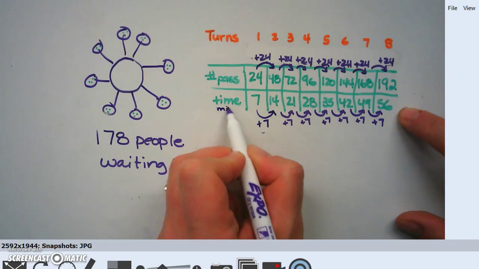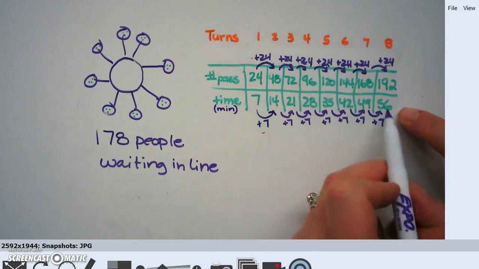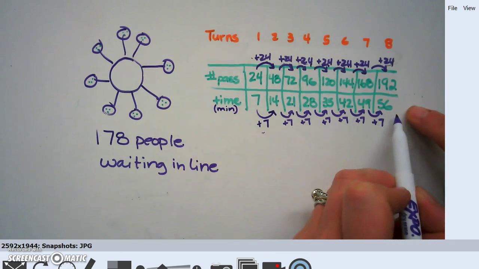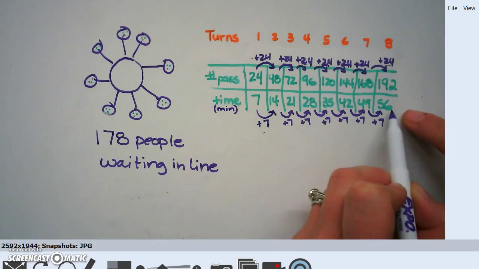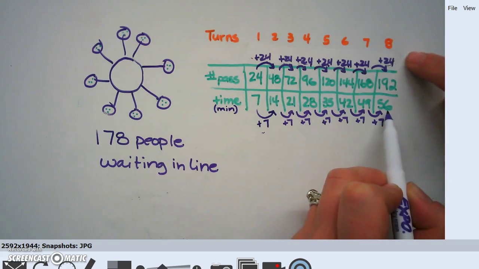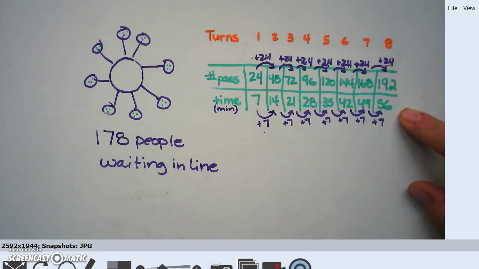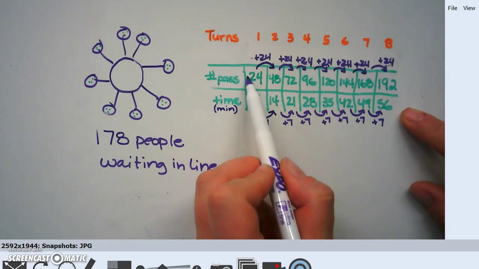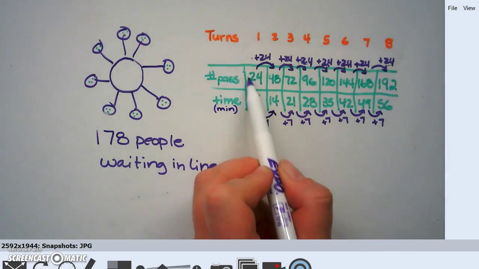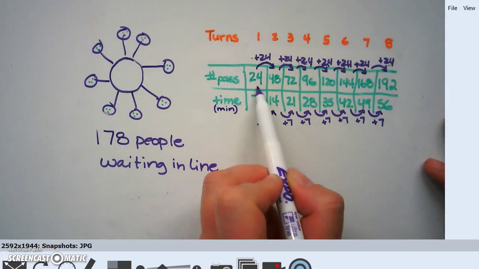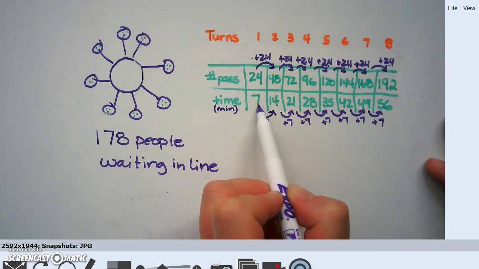This time right here is shown in minutes. Because if I add 7 more minutes to that turn, I'll be at 63. If I go for a 9th turn, that'll take 63 minutes, and the fair will be closed by then. So if you take a look at the ratio table, I know for every turn, or every time they load this ride, 24 people get to go, and the ride will take 7 minutes.